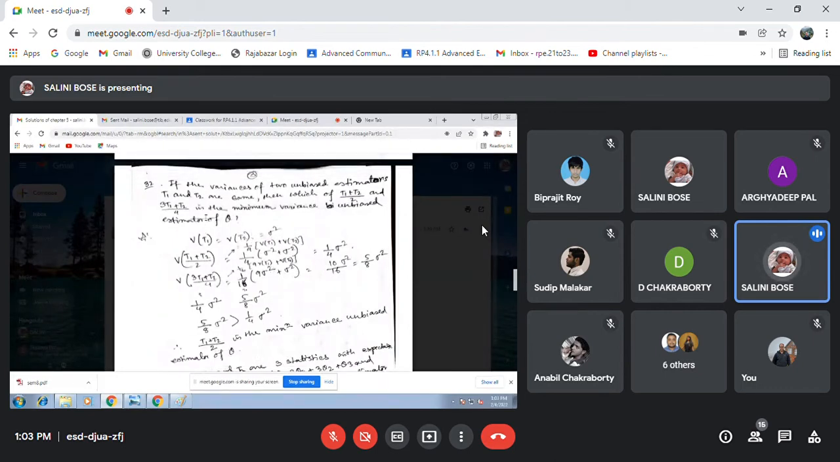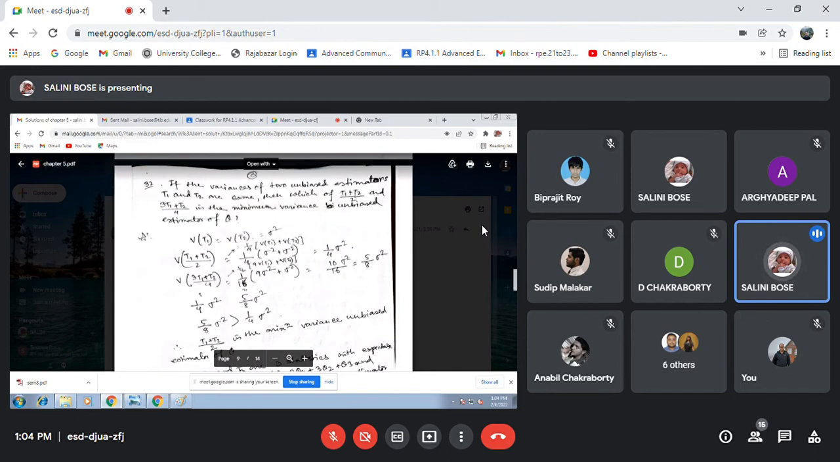Another question is: if the variances of two unbiased estimators T1 and T2 are the same, that means the sigma squares are the same, variance of T1 and variance of T2 are the same, then which of these is the minimum variance unbiased estimator of theta? So we have to find out the variance of these two cases and find out which one is minimum.